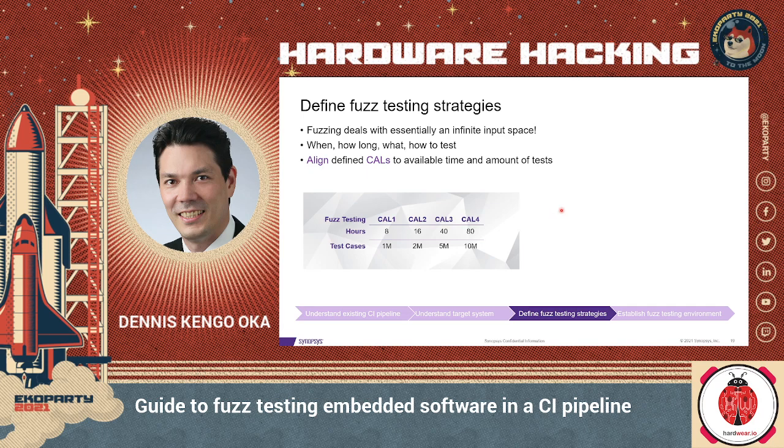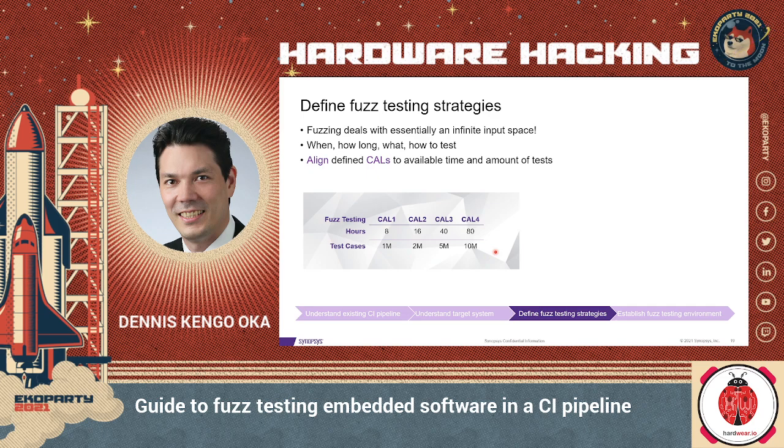An example here shows the four levels of CAL, and we have our fuzz testing number of hours or number of test cases. So we can say that CAL 1 requires 8 hours of testing or 1 million test cases, and CAL 4 requires 80 hours of testing and 10 million test cases. Now these numbers are just an example and would need to be updated based on your target system and how much available time you have in your project.